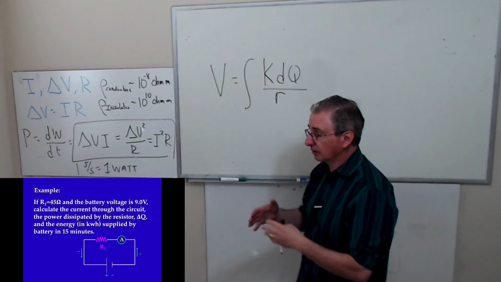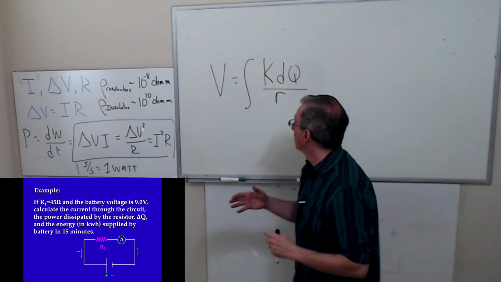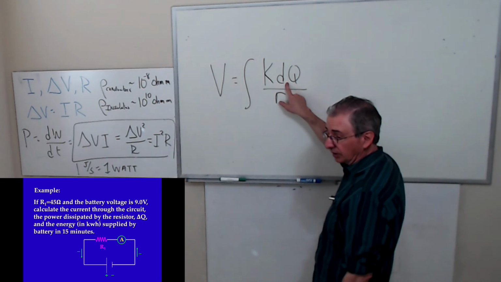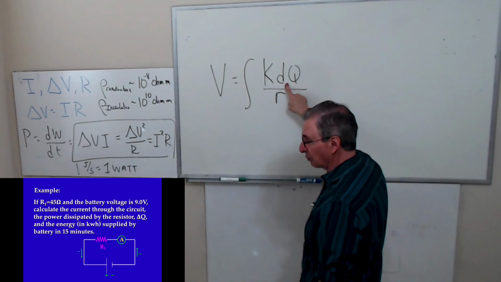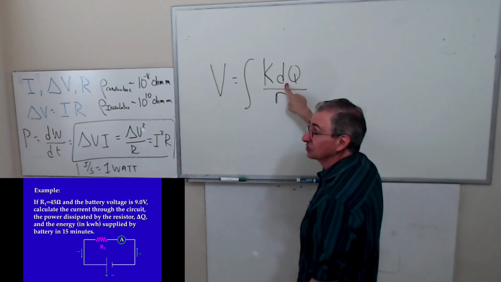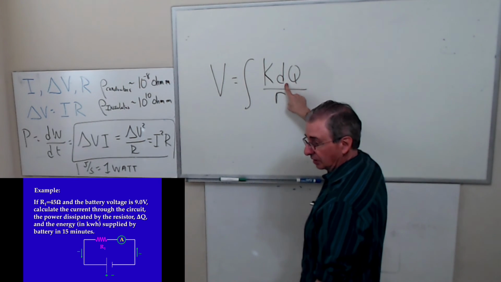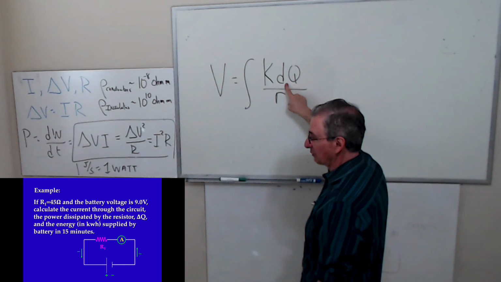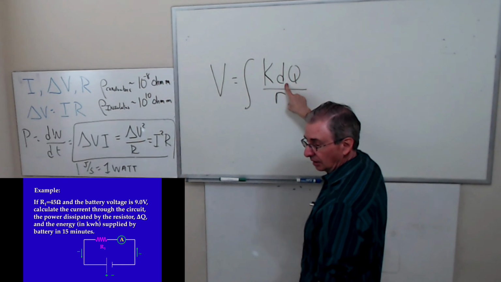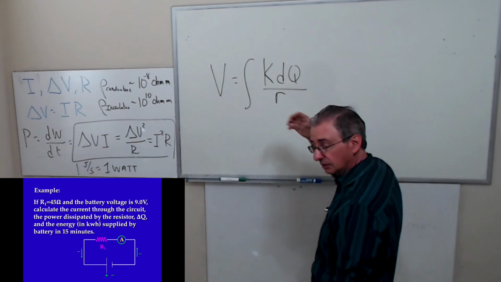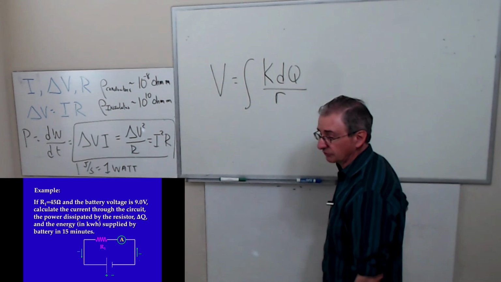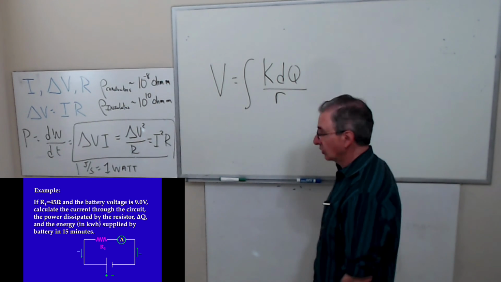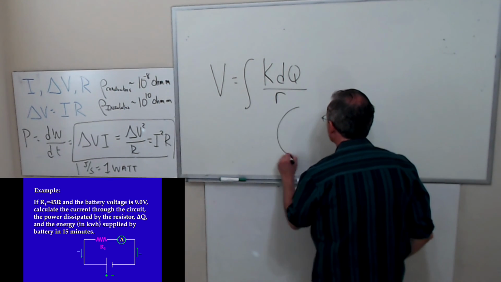Whether you do a wire or a sphere or whatever, you've got to write the expression for dQ. That's why problem number 9 in the first unit was so important, because all the other problems are based on it. So all you've got to do is find dQ and write an expression for R.